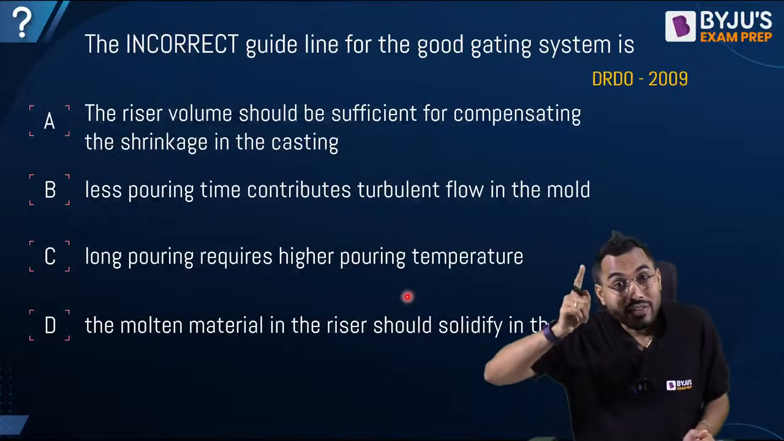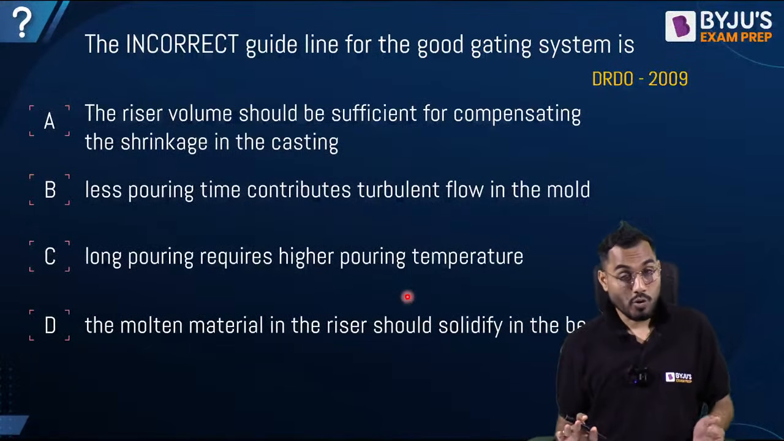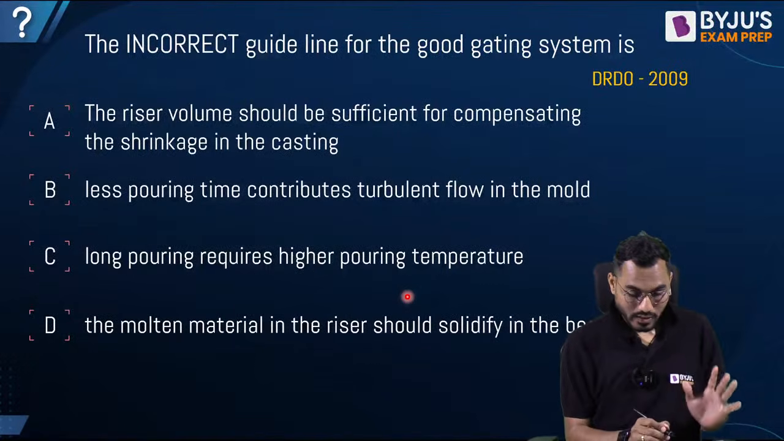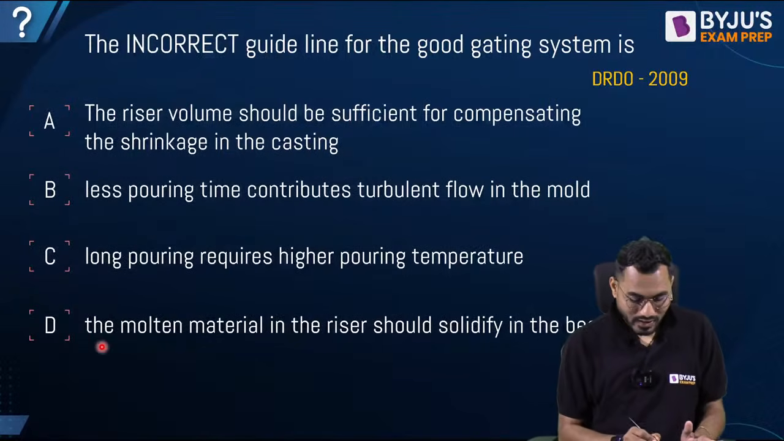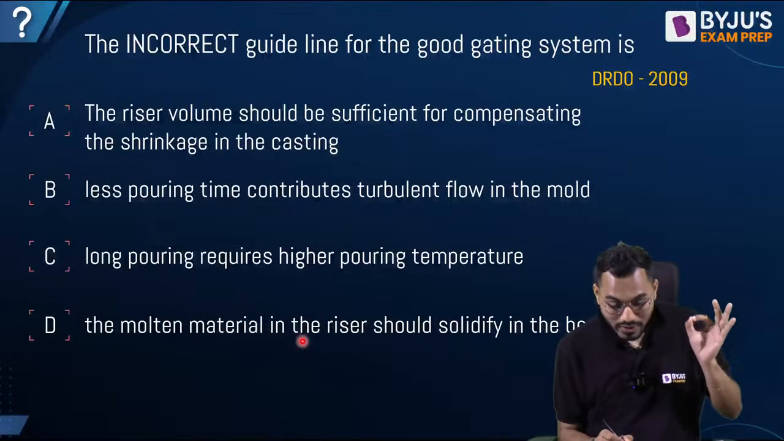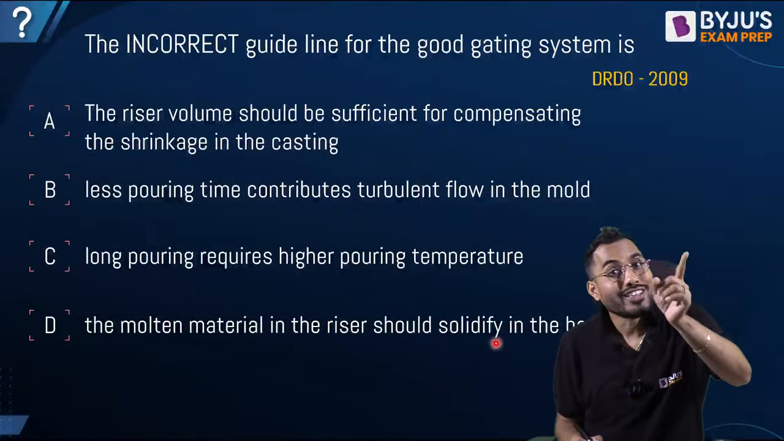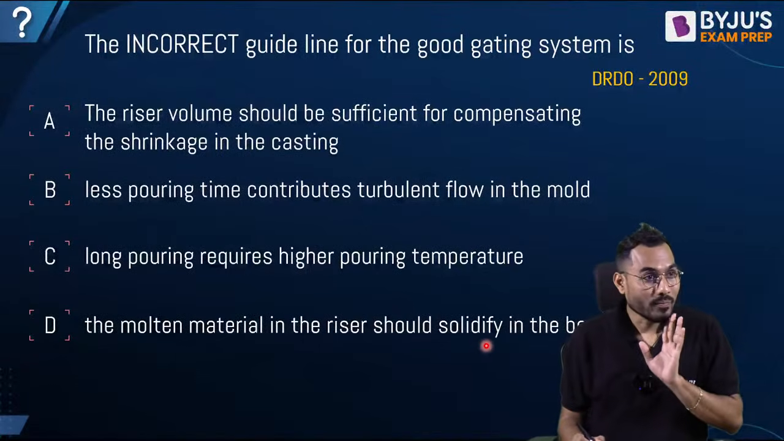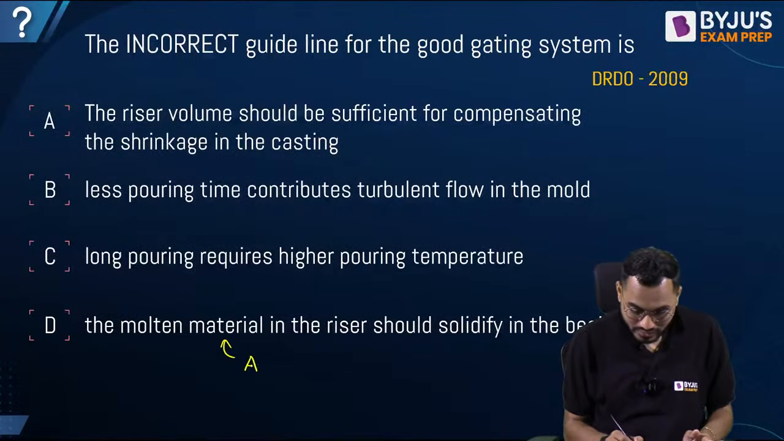When we talk about solid shrinkage, then 100% it will be compensated by the shrinkage allowance provided on the pattern. So it cannot be like that. Right? So what is the incorrect guideline? Delete is the incorrect guideline. The molten material in the riser should solidify in the beginning is absolutely wrong. Molten material in the riser should solidify after the solidification of metal in the casting. Is it okay? Fine. Therefore, my delete is the correct answer.